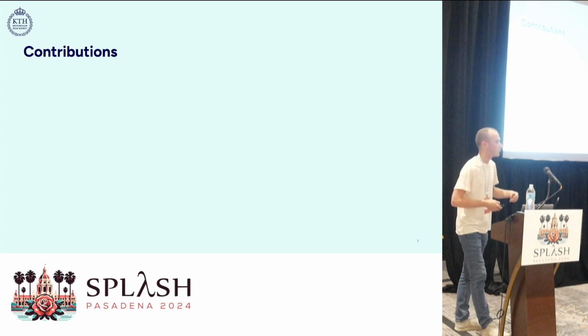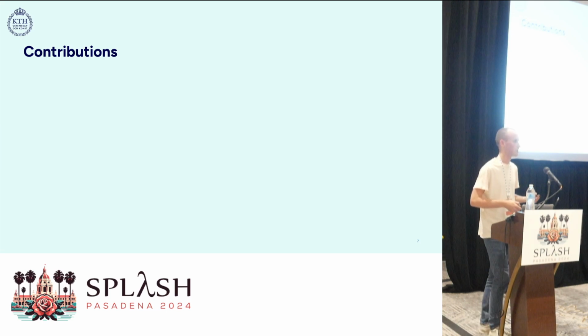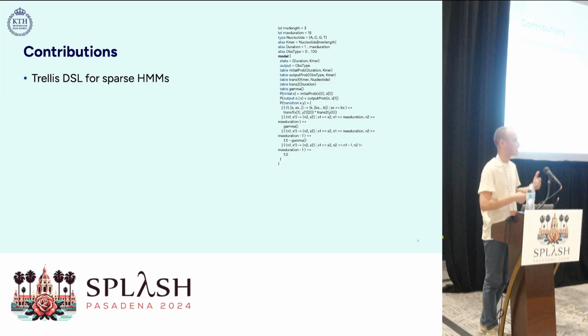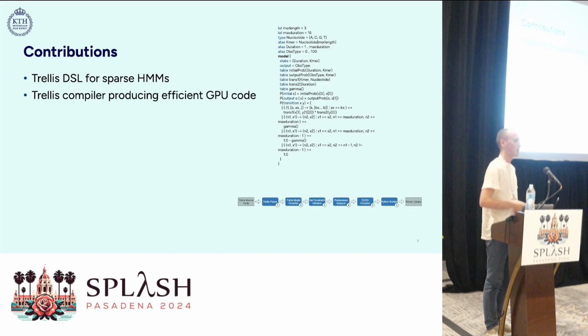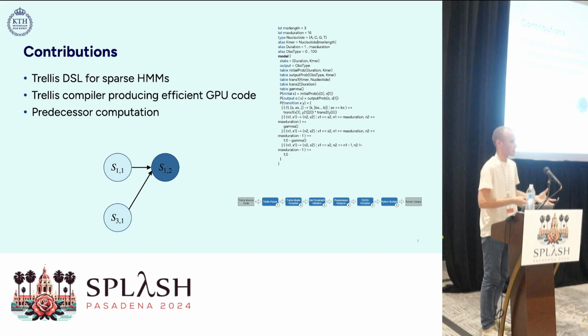So in our work, we try to solve these problems. We have three main contributions in this work. The first is the design of a Trellis language where we can express the sparsity. And then we implement a compiler on top of this, which can generate efficient code from these sparse specifications. And finally, a key part of the compiler is the predecessor computation, where we use the sparsity to produce efficient code in the end.